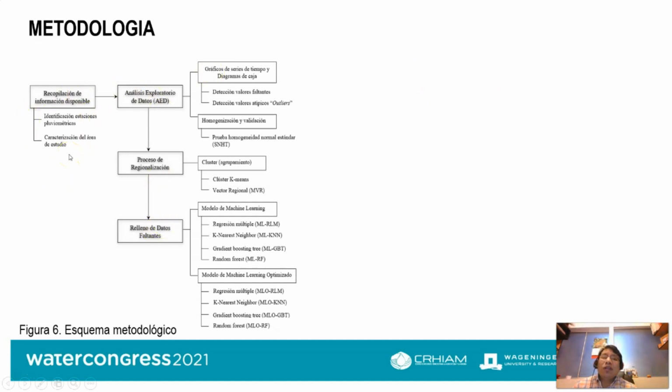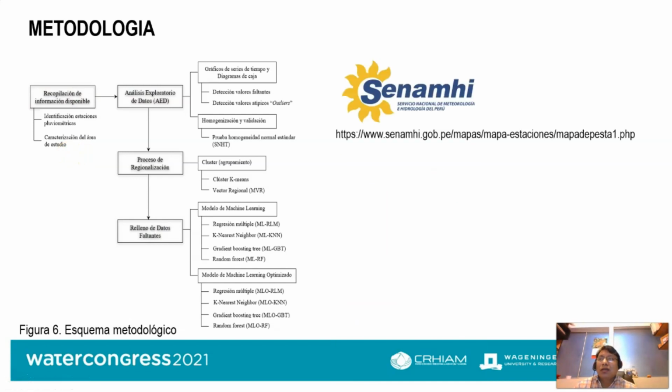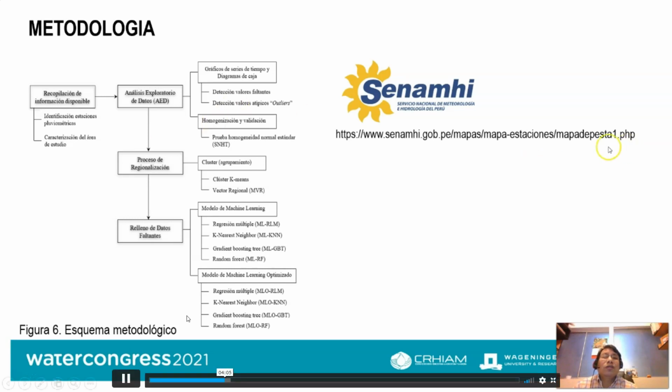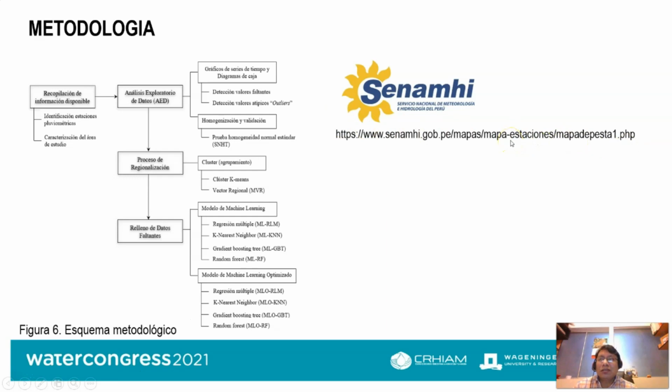We have the data collection, and this was done by using the database from the National Service for Meteorology and Hydrology in Peru. This is the URL, and you can have access to the stations through this link. The next process is the data exploratory analysis. We have two subphases. One is graphing the time series, box plots, and then is the analysis of the homogenization. And for this, we've used a library called Climatol that runs on the language R.